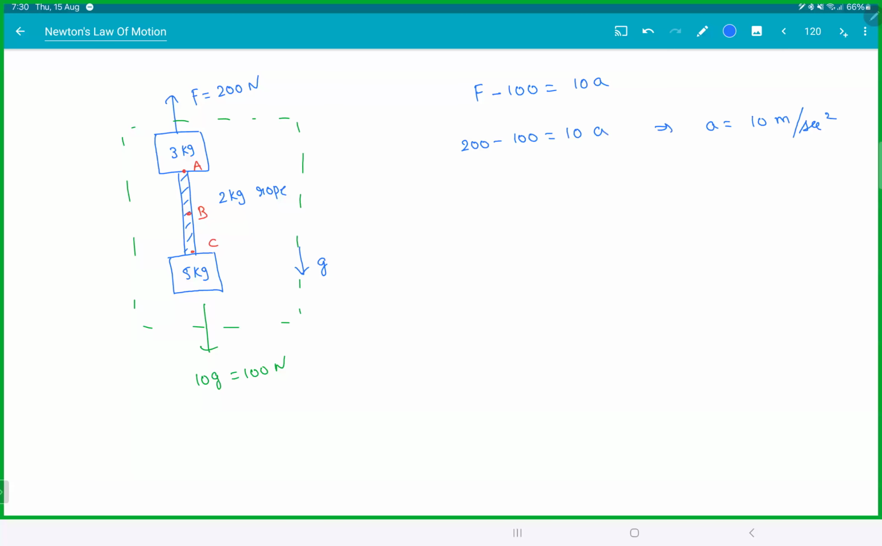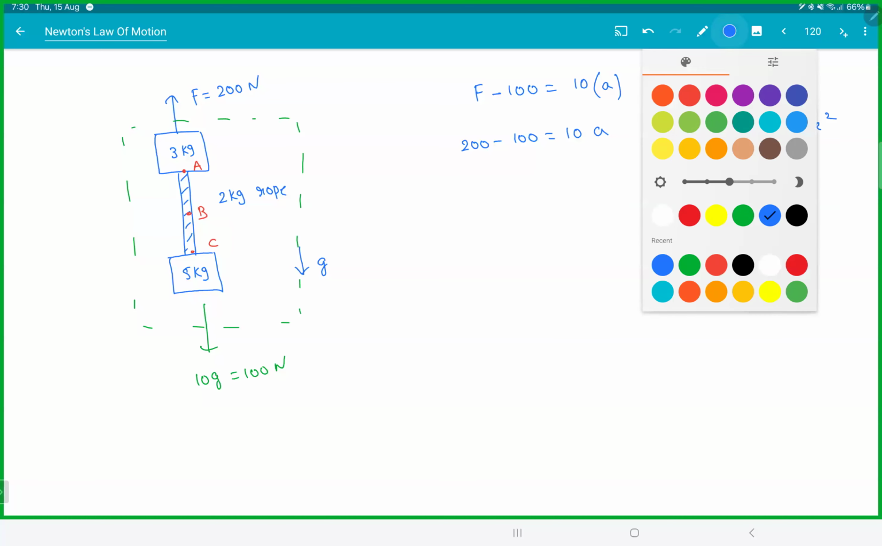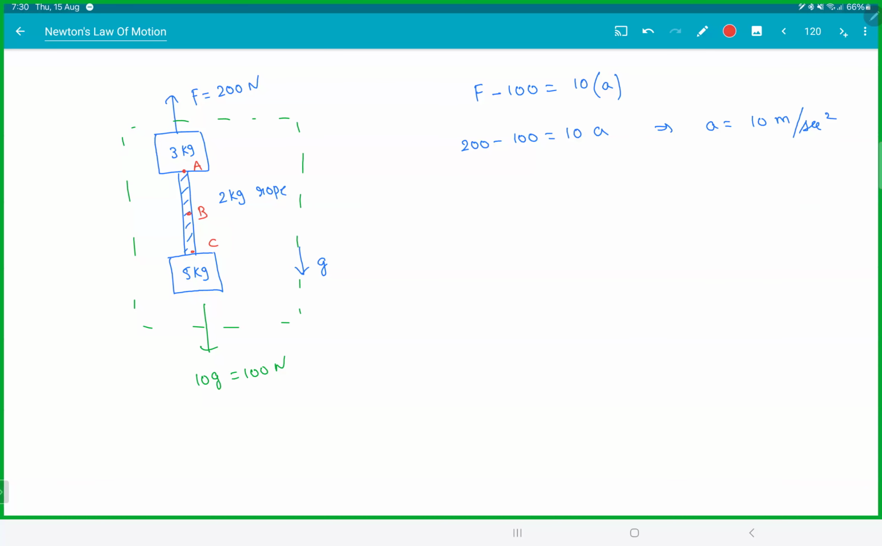Don't use any hi-fi weird concepts. Net force, up positive, down negative, is equal to mass into acceleration. Mass is how much? 10 kg. You can treat the whole thing as a 10 kg block. Next thing, you want to find tension at A. So what to do? Cut it at A. You'll get two pieces, upper and lower. I can take any one. I will take the upper one.